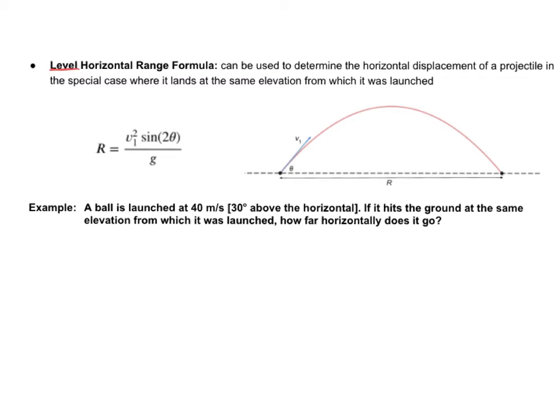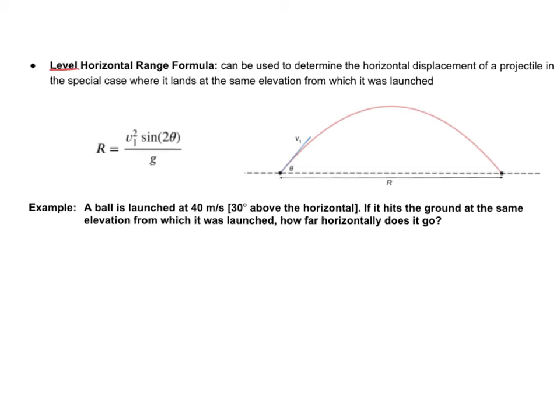So you can find this level horizontal range by doing the initial speed squared. So that's the speed, not necessarily the velocity, times the sine of 2 theta, where theta is the launch angle. So you actually have to double the launch angle before you put it into the sine function for this formula. And then all divided by g, the gravitational field strength, or the acceleration due to gravity, which is 9.8 for Earth.